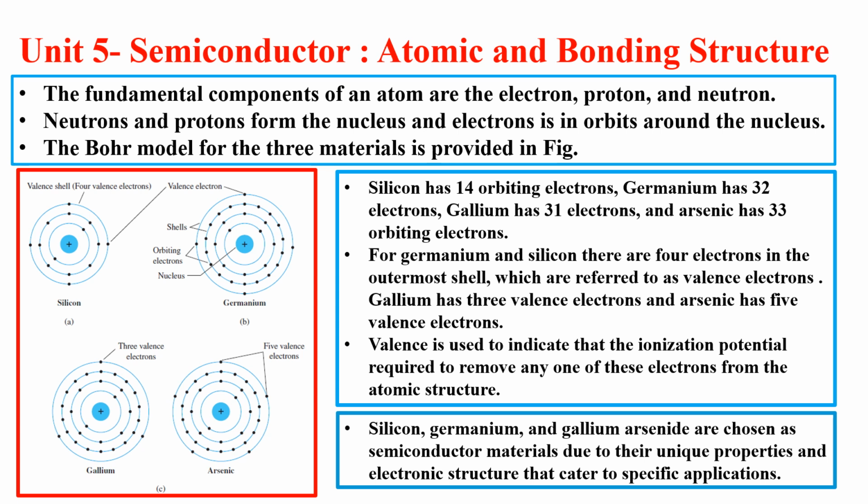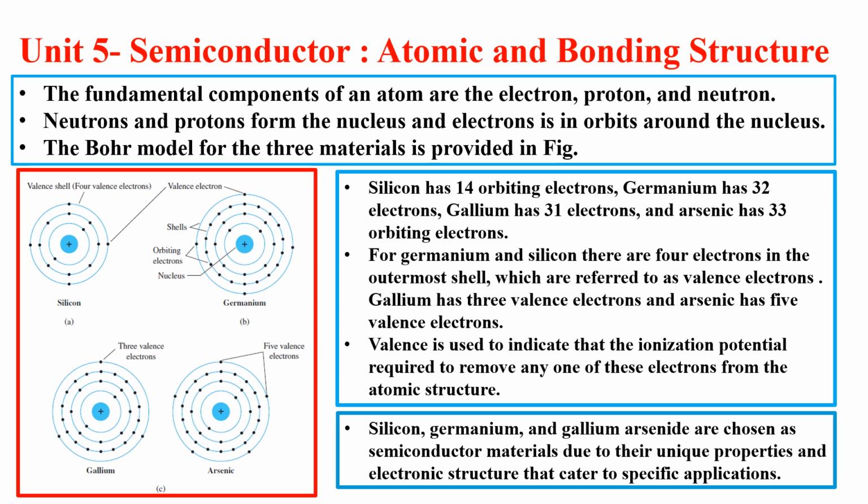For germanium and silicon, there are four electrons in the outermost shell, which are referred to as valence electrons. Gallium has three valence electrons and arsenic has five valence electrons. Atoms that have four valence electrons are referred to as tetravalent. Those with three are referred to as trivalent, and those with five valence electrons are referred to as pentavalent.